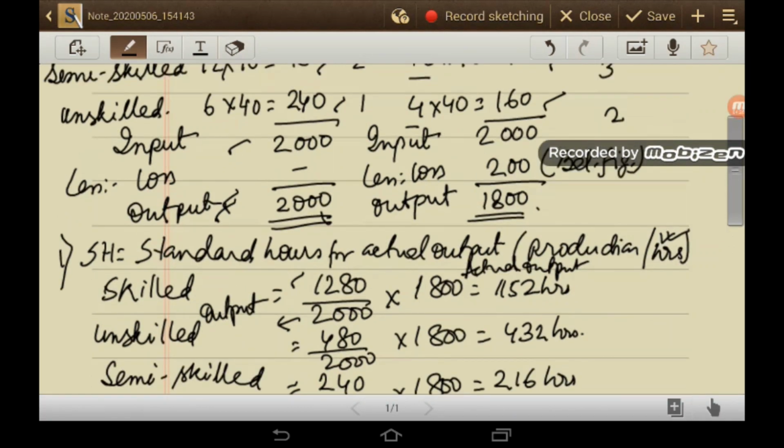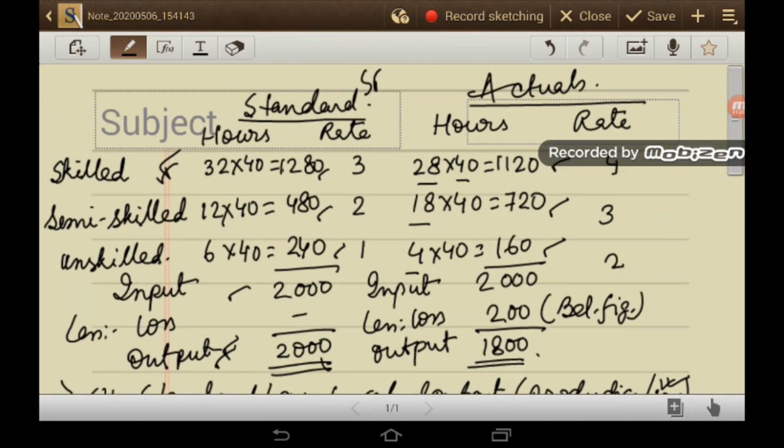The second parameter is this one, standard rate. I am not going to write it again. So standard rate 3, 2 and 1 for skilled, semi-skilled and unskilled. This is actual hours. So actual hours for skilled worker is 1120.